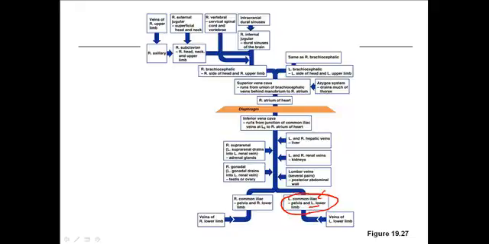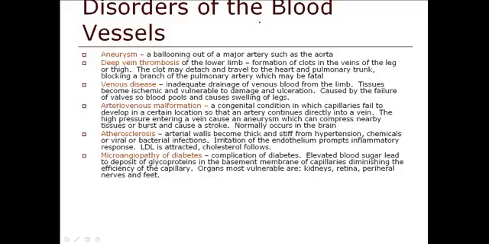If I ask you, what does the inferior vena cava drain? You'll say anything below the diaphragm. Here's the diaphragm. Got it? So the right internal jugular drains the brain. Okay? So here are the disorders.